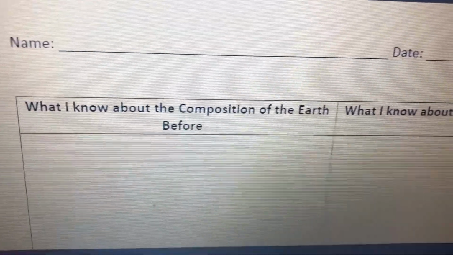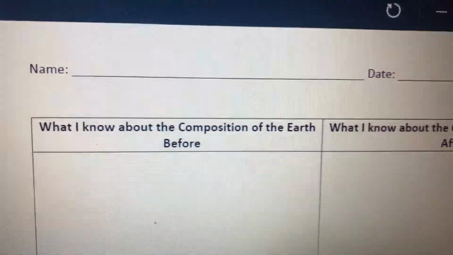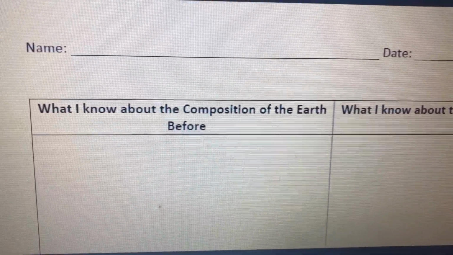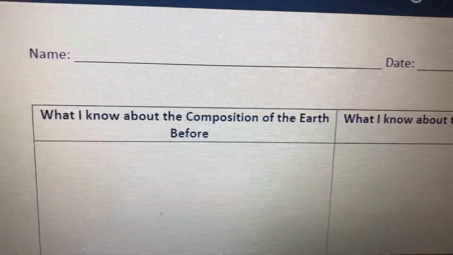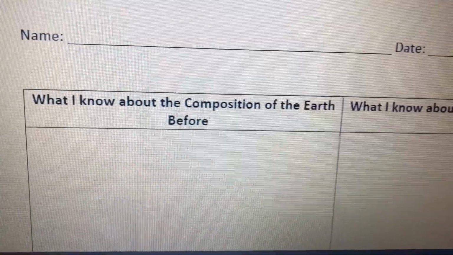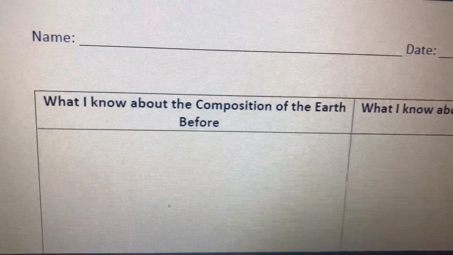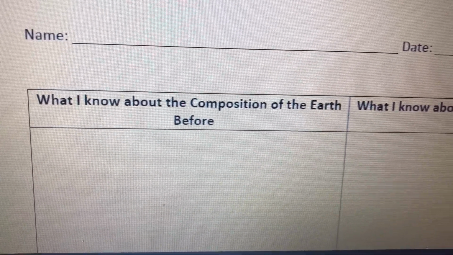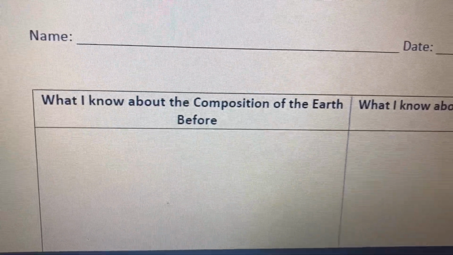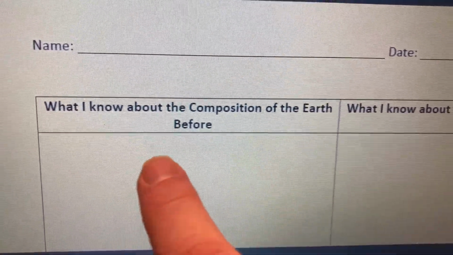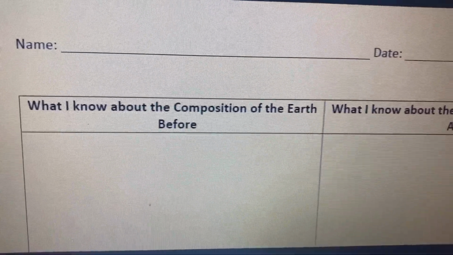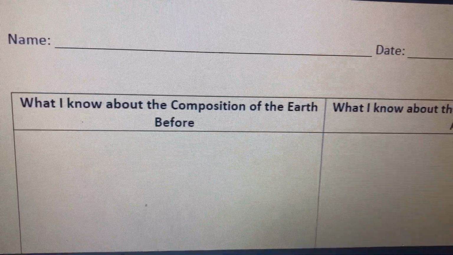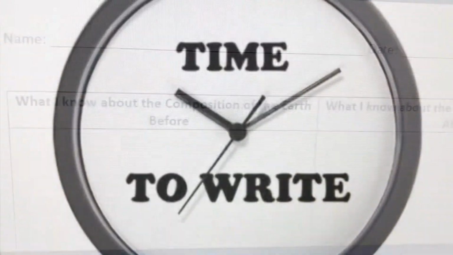So what do you know about the composition of our planet Earth? Write everything that you know, anything that you have heard, seen, or read about the composition of the Earth, okay? Write as much as you can. What do you know right now about the composition of our planet? What it is made of, okay?